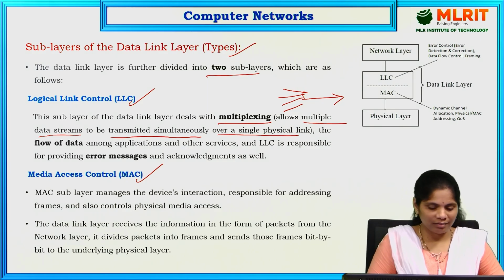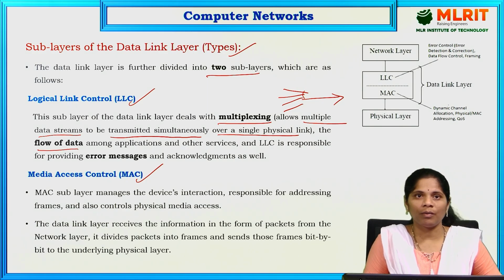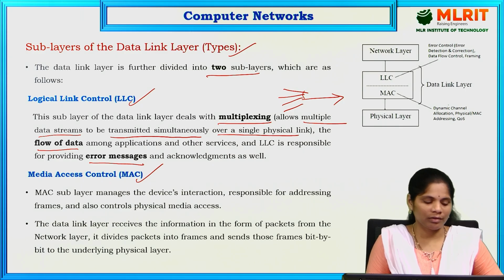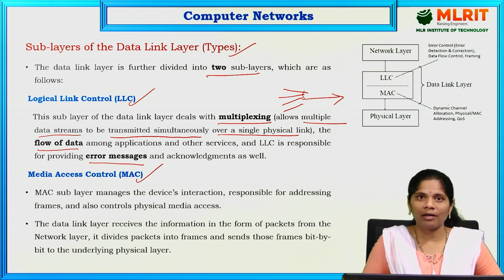The next one is the flow of data, how the data is going to flow from node to node. That also comes under the logical link layer. It also deals with error control. If any errors occur whenever the data is sent and received, that also comes under the logical link control.